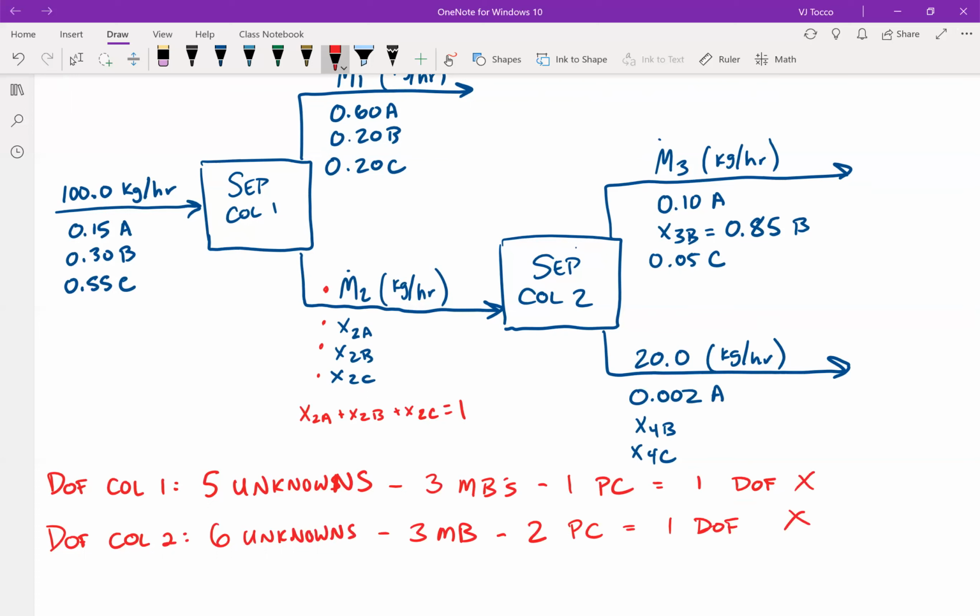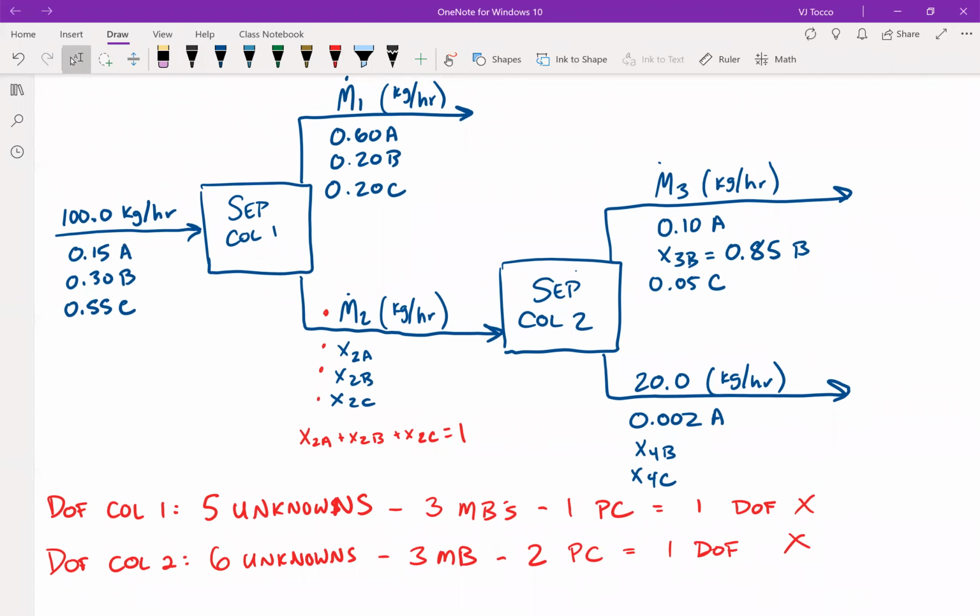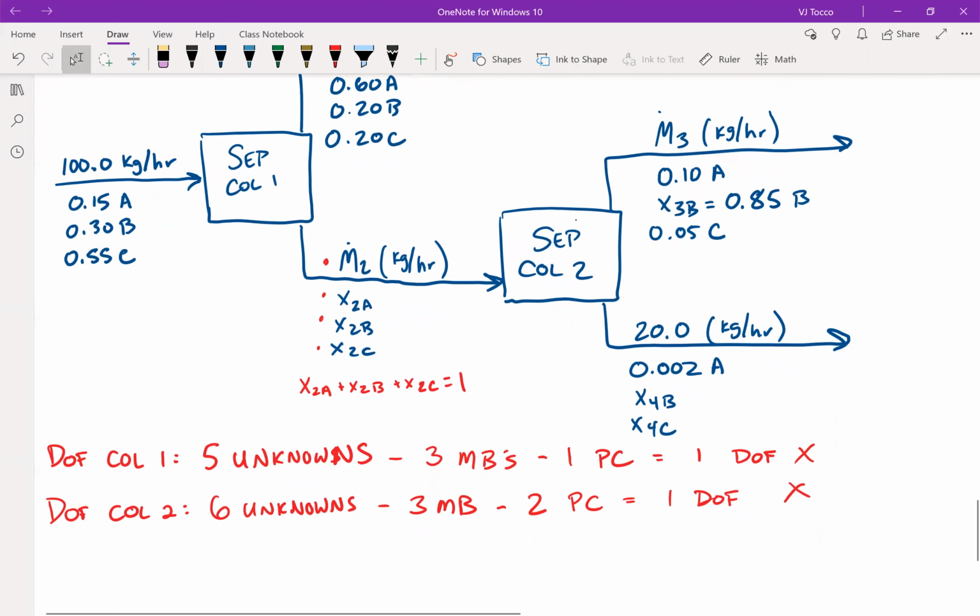And I cannot perform an analysis on a system with 1 degree of freedom. So there's still one more thing I could try before I give up and call this problem unsolvable, and that is the overall system. So if I do a degree of freedom analysis on the overall system, now I'm not counting the middle stream, right?